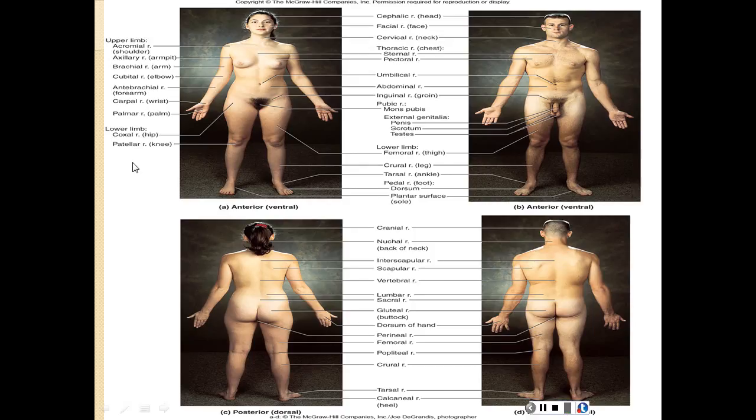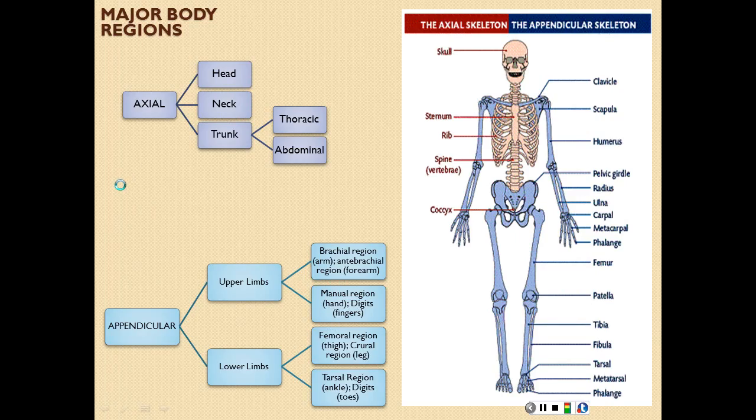Alright, so when we look at the major regions of the body, axial and appendicular. We're dealing with the axial, what are we dealing with? The head, the neck, and of course the trunk. Everything in this pinkish looking color here. In the trunk, we're dealing with the thoracic and the abdominal region. Now when we're dealing with appendicular, we're really dealing with the upper and lower limbs.